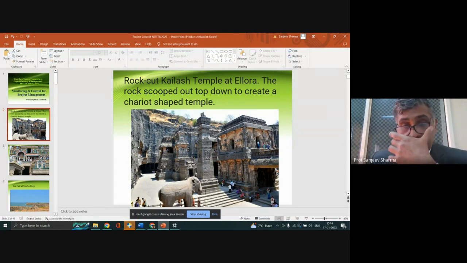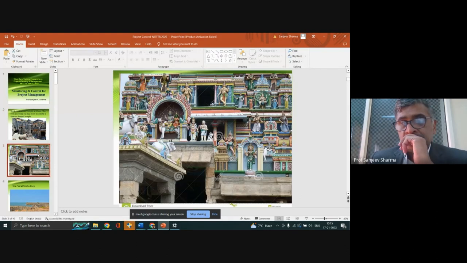Now, grinding it, pillaring it, giving an all-weather coating must be almost impossible, even in today's time. Take another example. This is an inside of it. Meenakshi Amma temple at Madurai.